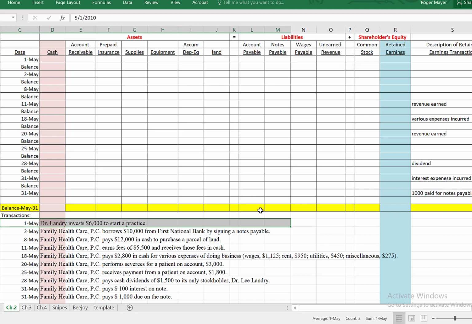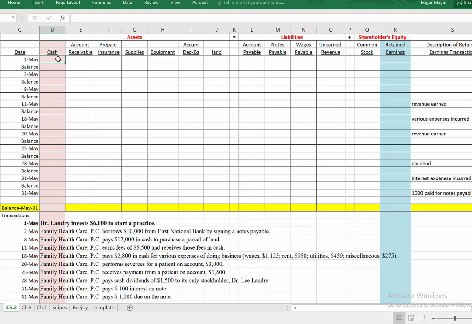So what we look at here is the first transaction: Dr. Landry invests $6,000 to start the practice. On May 1st, Dr. Landry invests $6,000. So we are doing this presentation based upon Family Health Center. So what happens is there is a $6,000 increase in cash, and we have common stock that is now $6,000.